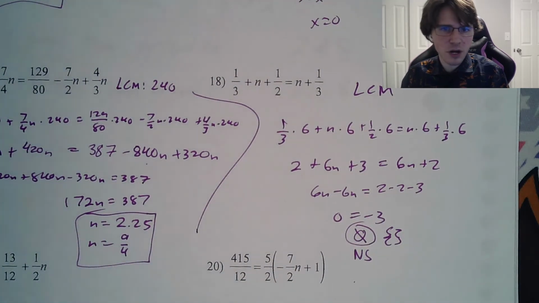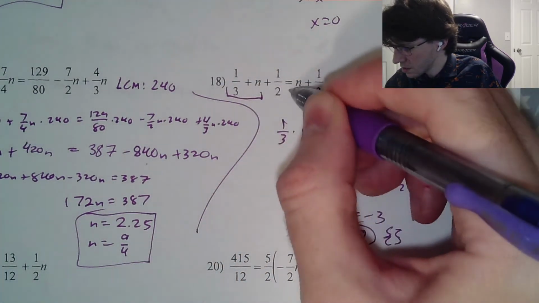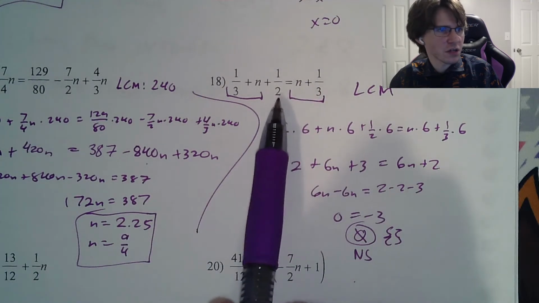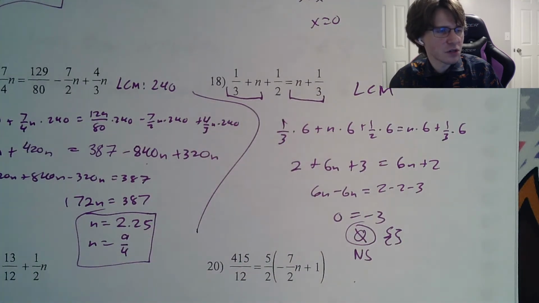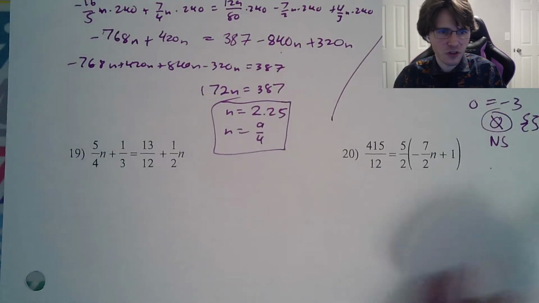By the way, I said if you were a smarty pants, you could have figured it out. The reason why is you have 1 over 3 plus n here, n plus 1 over 3 here, and an extra 1/2 that's clearly going to make the two sides not the same. So you could have known there's no solution immediately if you had been paying attention.